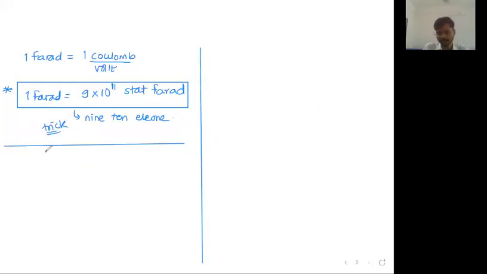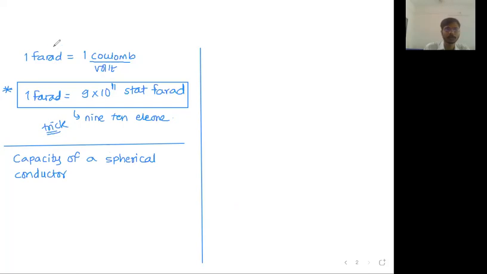Now let us take one conductor. Let us decide its shape and size, and let us find out its capacity. Very simple. So write down: capacity of a spherical conductor.